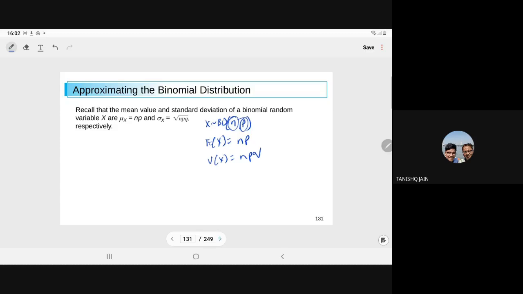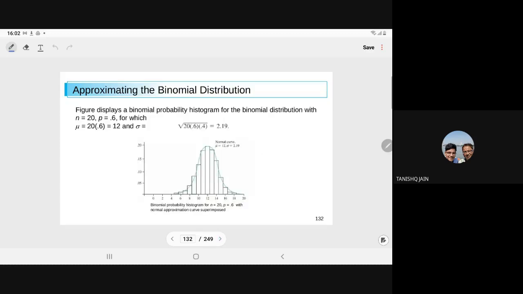Now we have to approximate this. For understanding the concept, let us take n equal to 20 and p equal to 0.6. Then mu, or E(X), will be n times p, which is 12, and the variance will be 20 times 0.6 times 0.4, that is npq. Its positive square root gives the standard deviation, which will be 2.19.